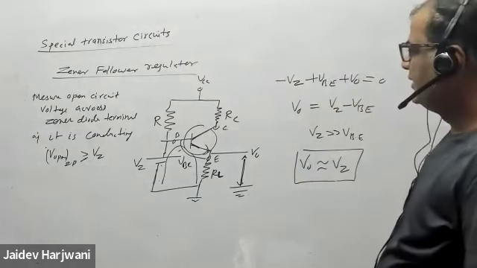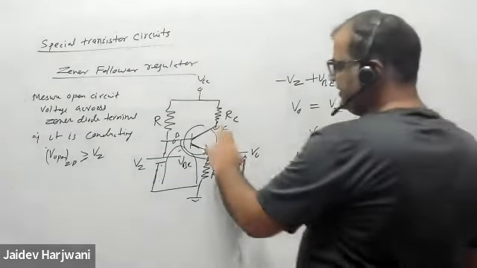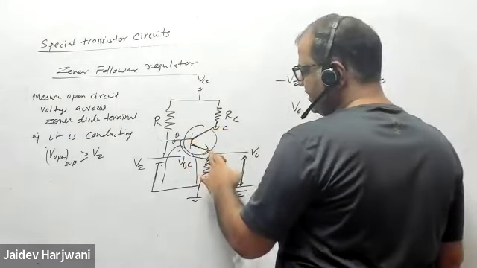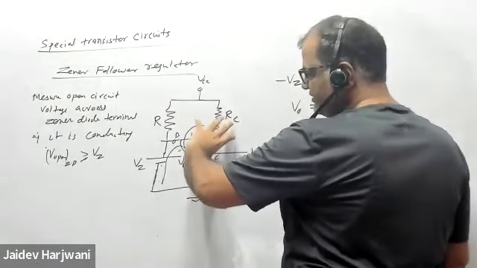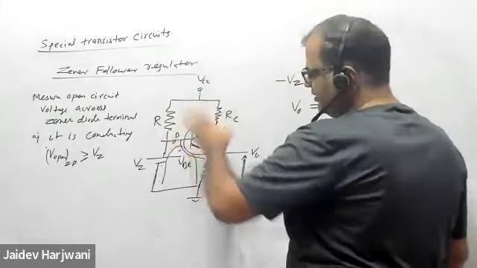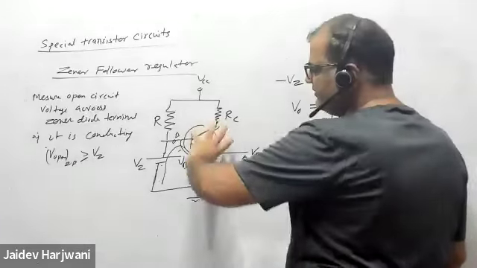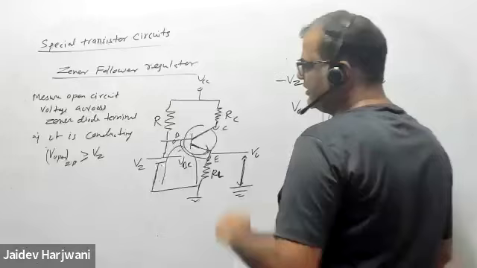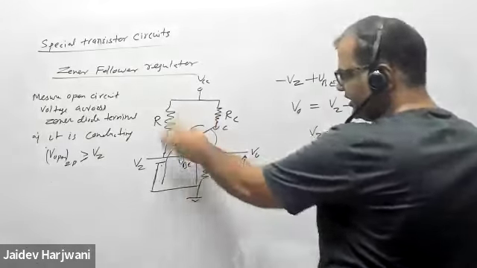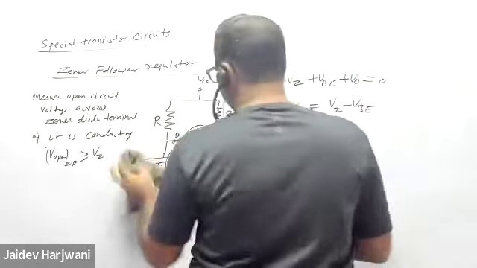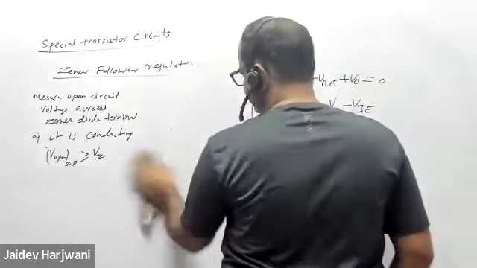Now this is my C, this is my B, and this is my E. Now I will just tilt the circuit. Either way the circuit may be drawn like this. Sometimes the circuit comes rotated, so you rotate the circuit fully. Let us see one problem which also came in an exam.